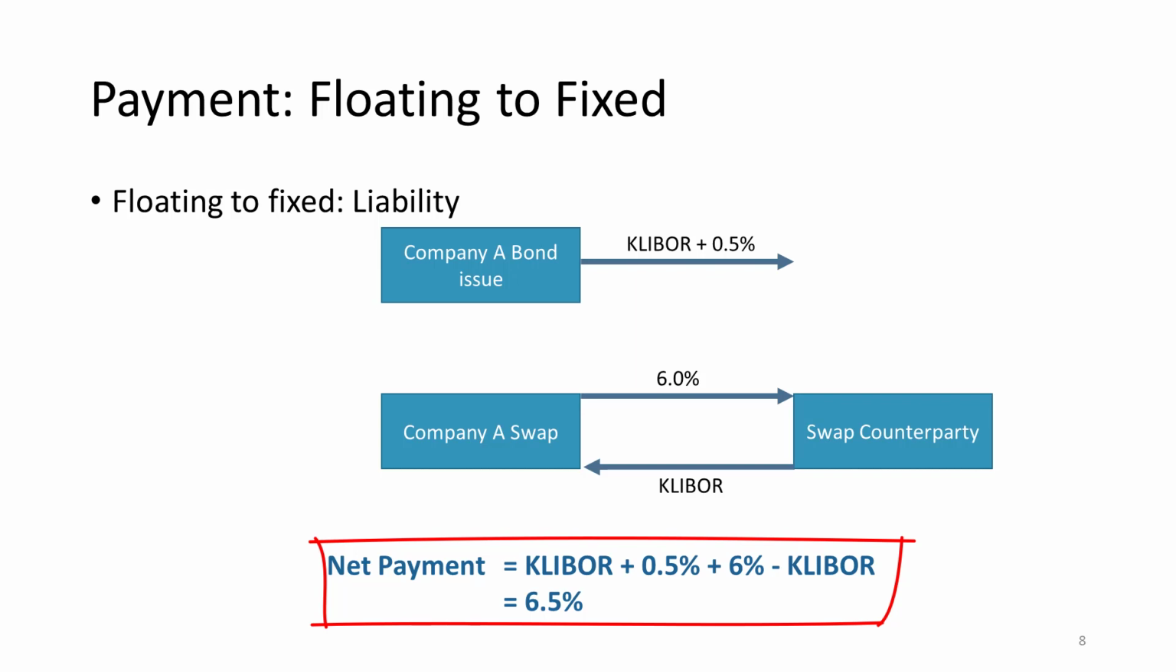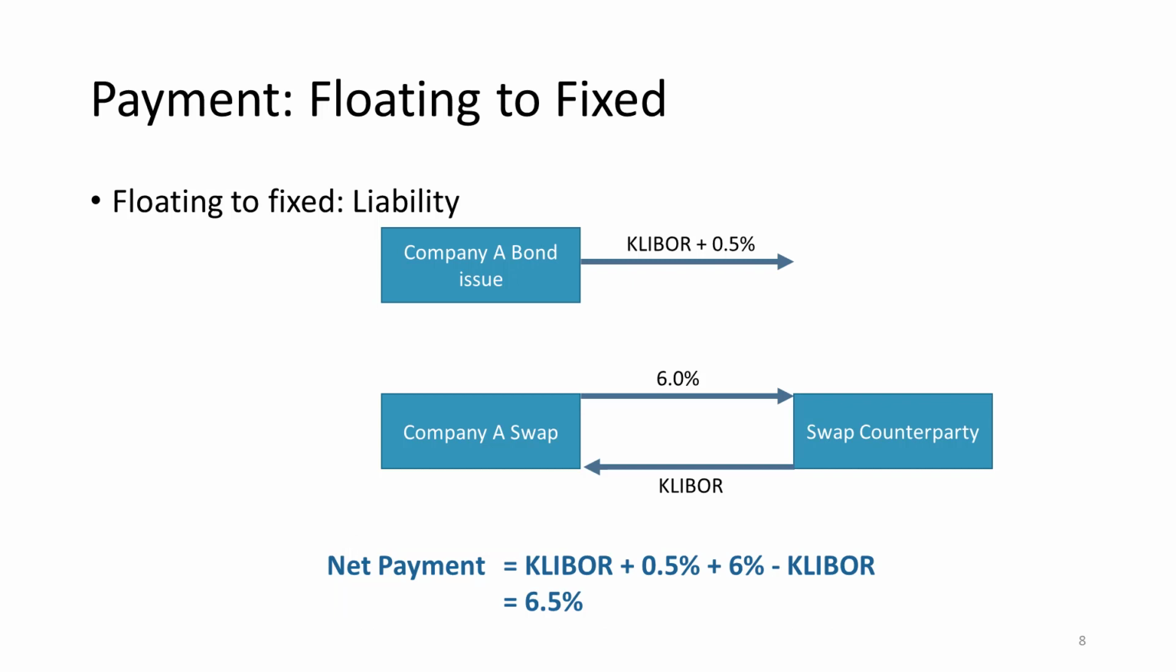So this company has converted its floating rate payment into fixed rate payment, which is from CLIBOR plus 0.5% to 6.5% after they enter into a swap contract.